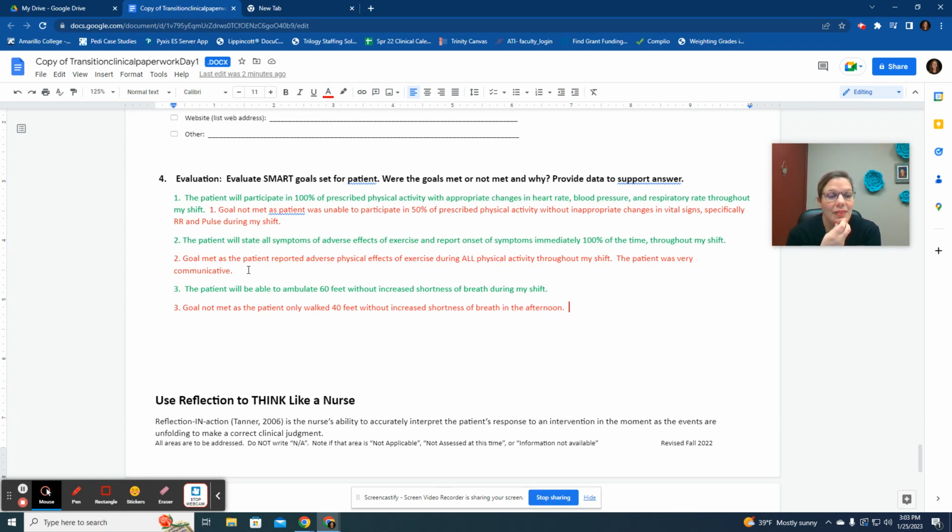And number 3, the SMART goal was the patient will be able to ambulate 60 feet without increased shortness of breath during my shift. My example evaluation was the goal was not met as the patient only walked 40 feet without increased shortness of breath in the afternoon. What I want you to do is to be honest in your evaluations. There's really nothing bad if your patient is not meeting your goals. All it means is that you might adjust your goals the next time.